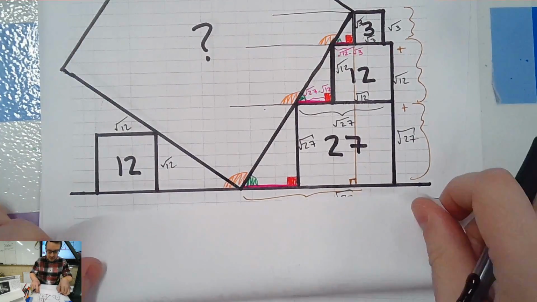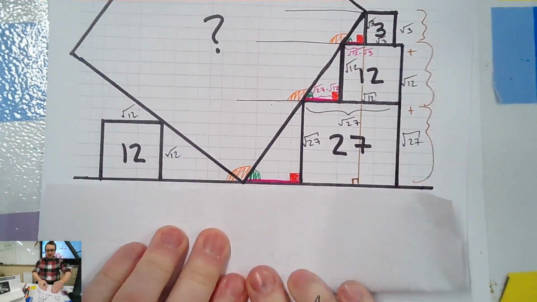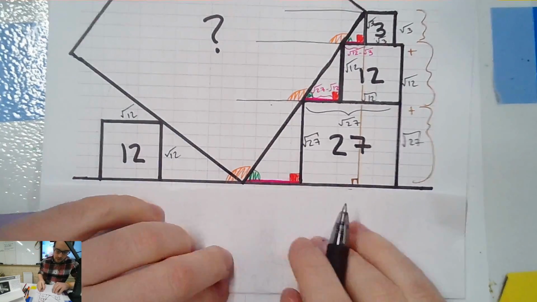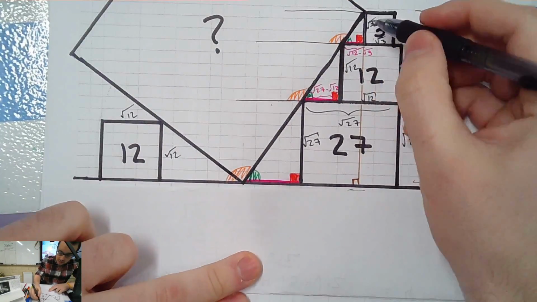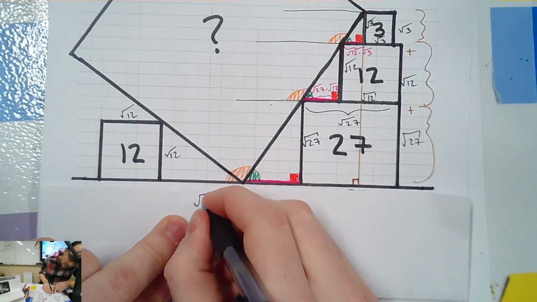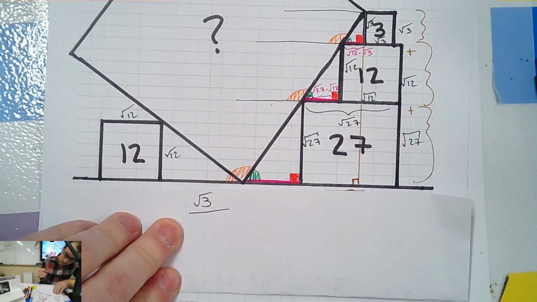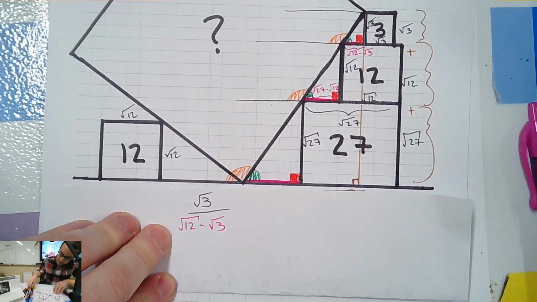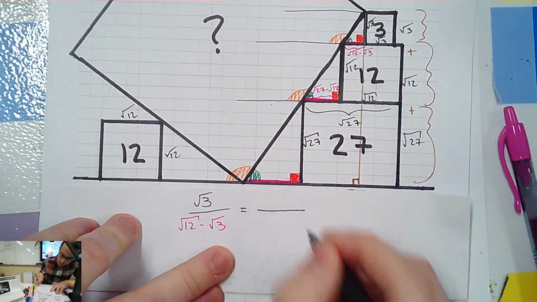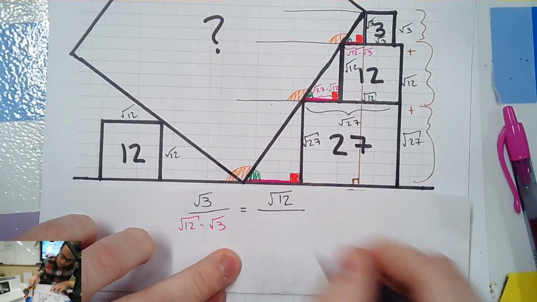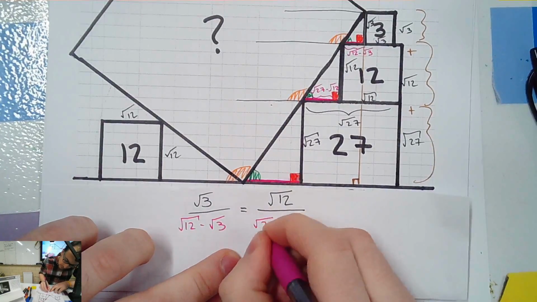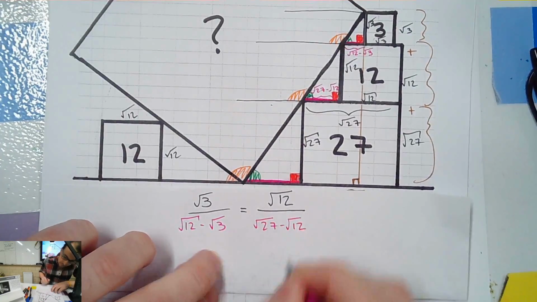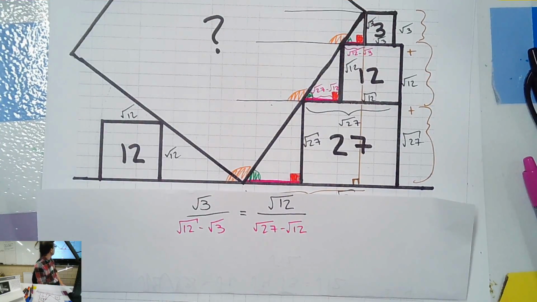I think this problem is impossible. So they're similar, but we got different numbers. So maybe we did this math wrong. Maybe we assumed something wrong. So we've got root 3 over root 12 minus root 3. And that should be equal to, let's try it this way, root 12 and its sides, right? And how they relate. Maybe something like that.